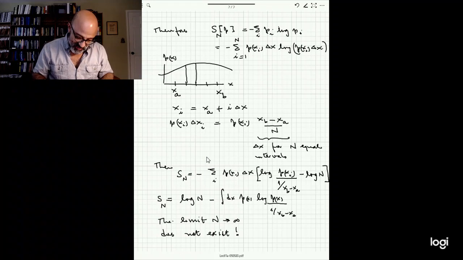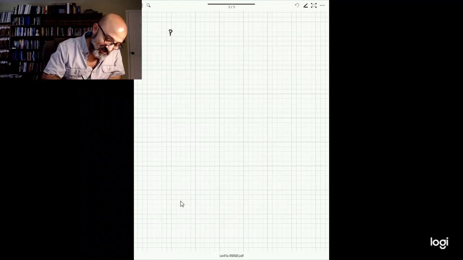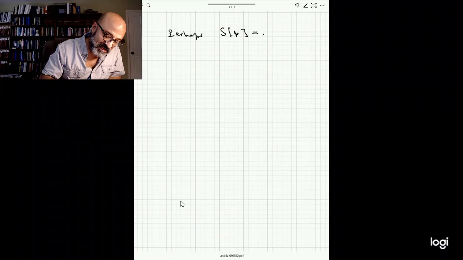So let us try to see how we can fix it. Perhaps one way to fix it is to get this guy, the log n, which is the culprit, onto the other side and explain that S, the entropy of a continuous probability distribution, is going to be obtained as the limit as n goes to infinity of Sn minus the log of n.